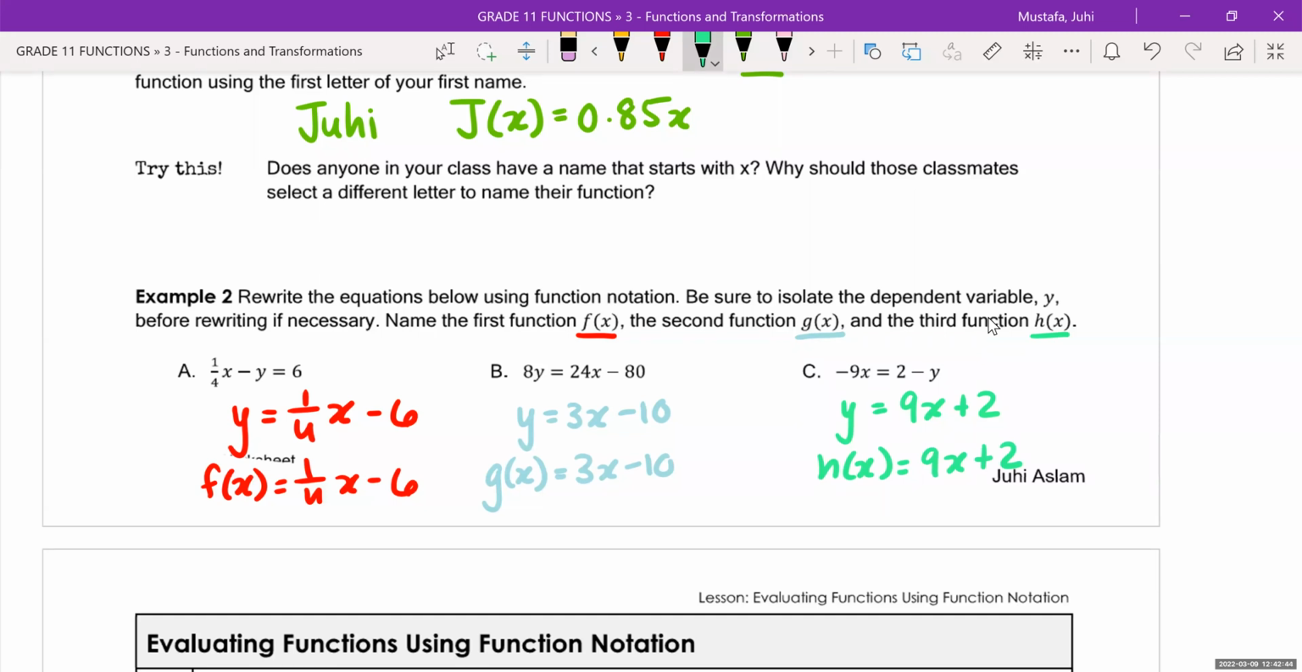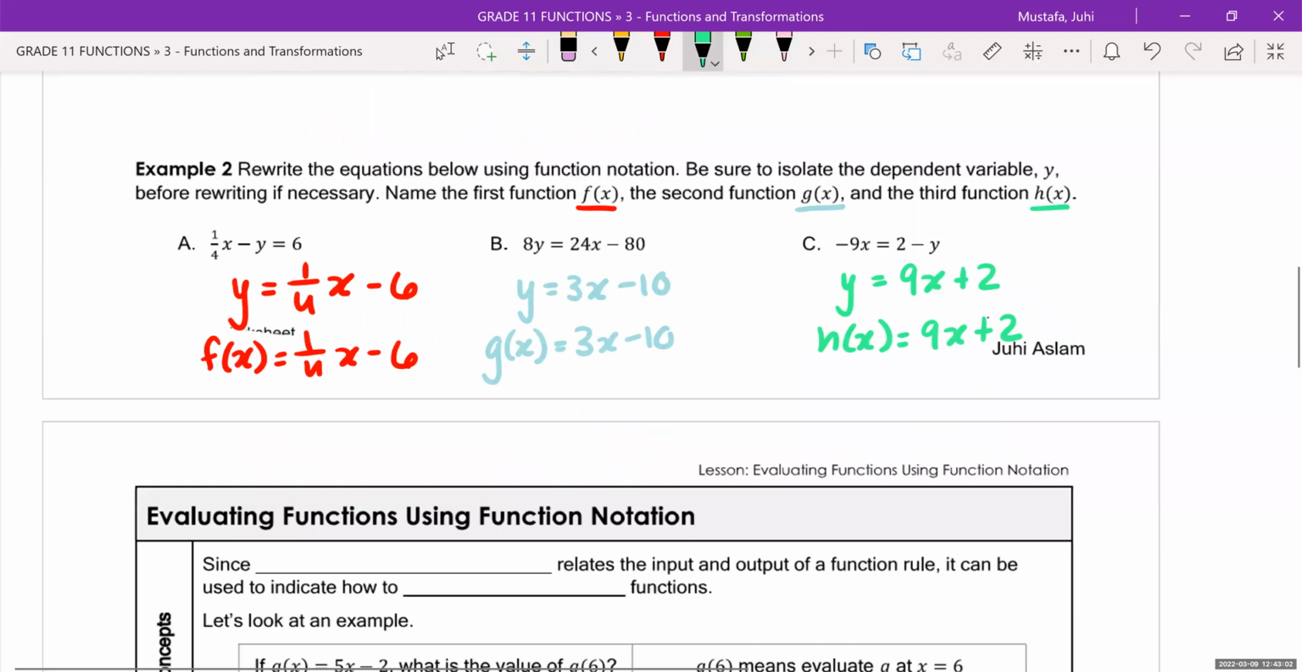So one thing is for sure, what letter in our original equation does the function notation replace? The letter y. Does the x change? No. If I were to change the x, the x in the equation would also have to change. So if we were to say h of t, then it would become 9t plus 2.